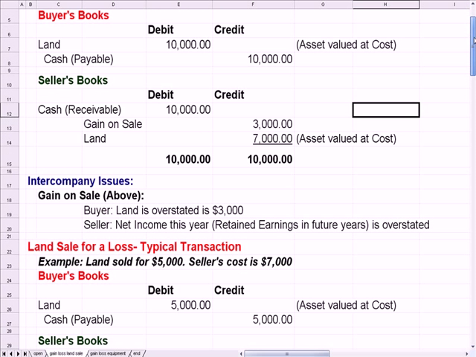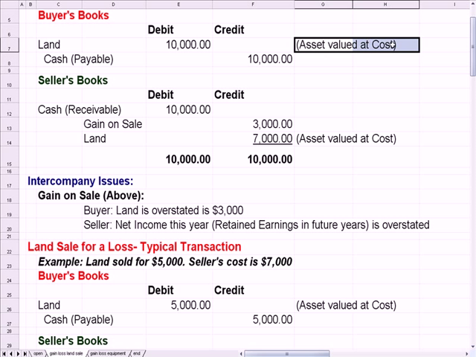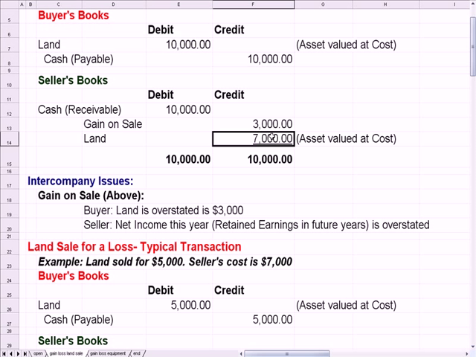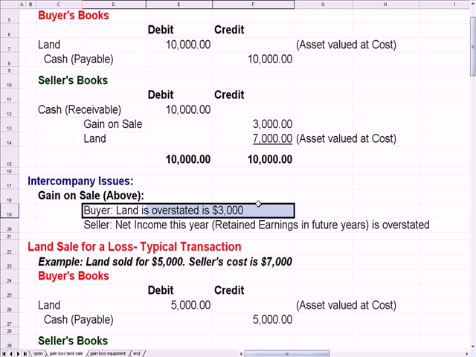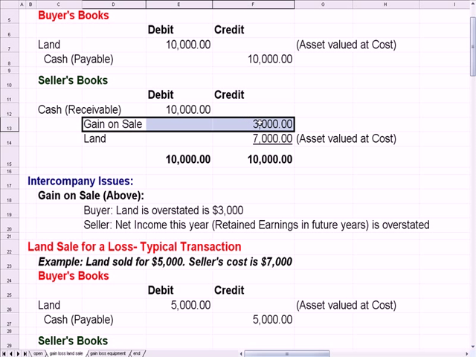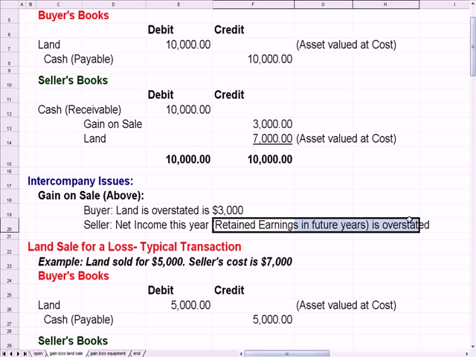Now, if that was an intercompany transaction, there would be a few problems. First of all, the buyer would have land that would be overstated by $3,000, because their cost is $10,000, which within the same company should really stay at $7,000. So land is overstated by $3,000. The other problem, if this gain on sale was intercompany, is that the seller is recording a gain on sale of land, which increases their net income. So their net income in the current year is overstated, and if things aren't corrected in future years, their retained earnings will also be overstated.